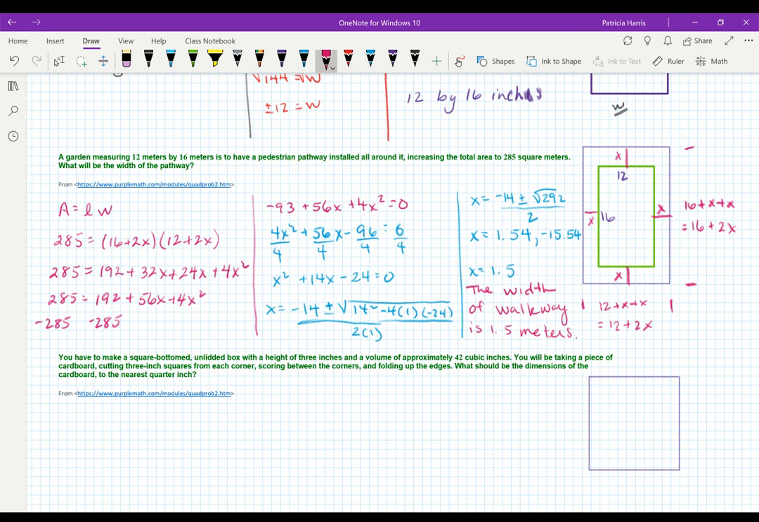Okay, so after getting your garden, putting the walkway around it, the width of your walkway is 1.5 meters to achieve an area of 285 square meters total. All right, so next up, we're going to work on a volume problem, and that will be posted shortly.